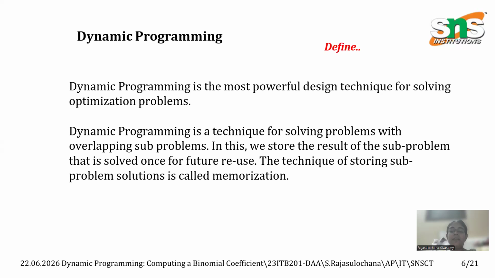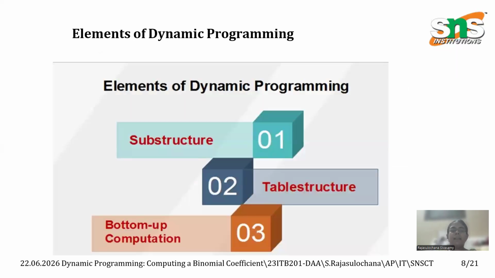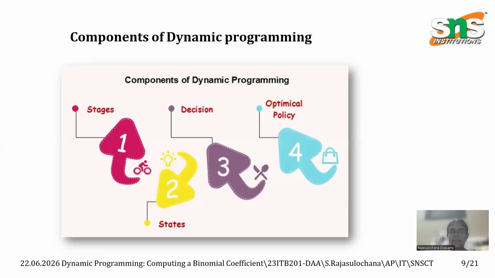If you recall what we have discussed during divide and conquer technique, it does not have any overlapping subproblems. However, problems that are solved using dynamic programming have overlapping subproblems. So this approach stores the result of any subproblem that is solved once for future reuse. This technique of storing the results of the subproblem is called memoization technique, which is used in dynamic programming. The main characteristics of dynamic programming are optimal substructure and overlapping subproblems. The elements of dynamic programming are substructure, table structure, and computation.